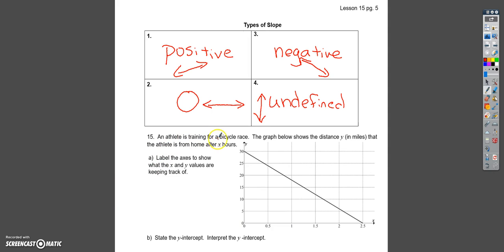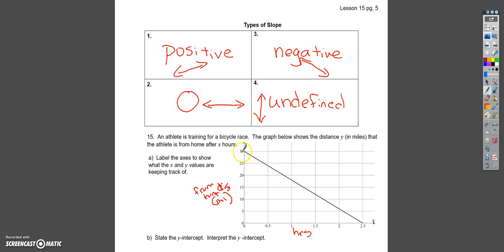An athlete is training for a bicycle race. The graph below shows the distance in miles that the athlete is from home after X hours. So this is hours, and this is distance in miles. So label the axes to show what the X and Y values are. So distance in miles, the athlete is from home after X hours. So this is distance from home. And this is hours.